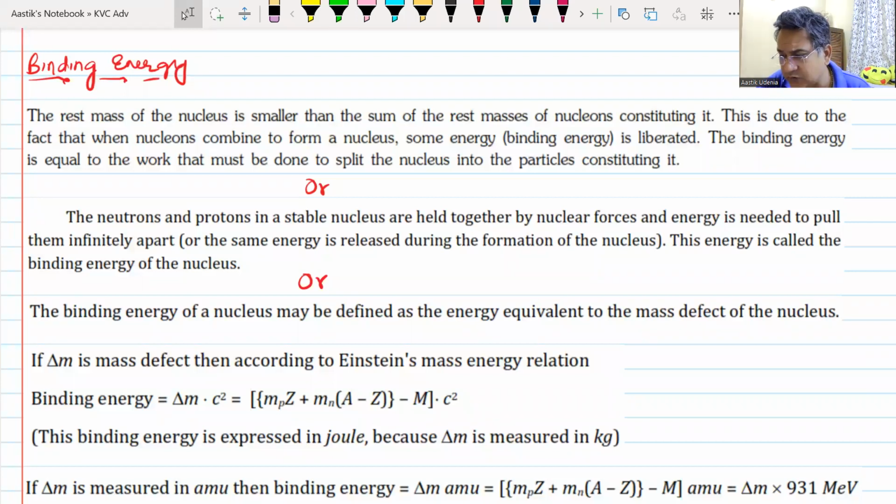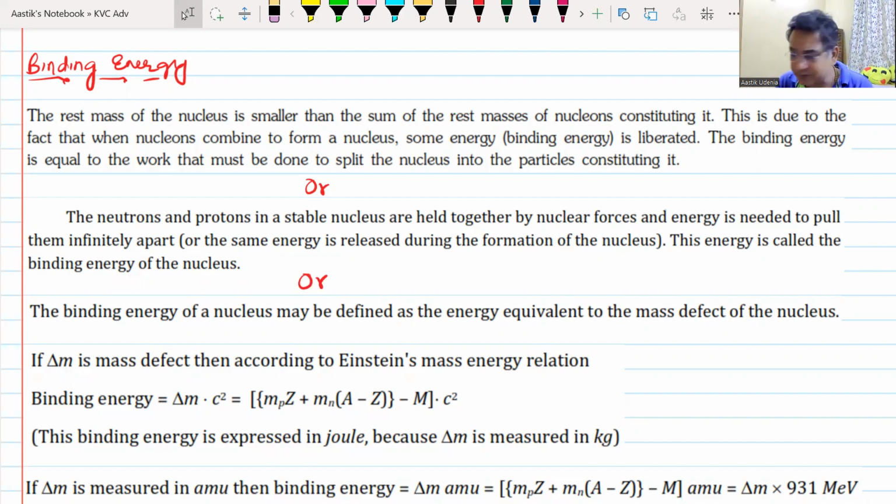Since we have talked about the stability of the nucleus, and this entire chapter is about the stability of the nucleus, we may now encounter a term known as binding energy, BE. Now, there are different ways in which you can understand this. You just need to understand it.